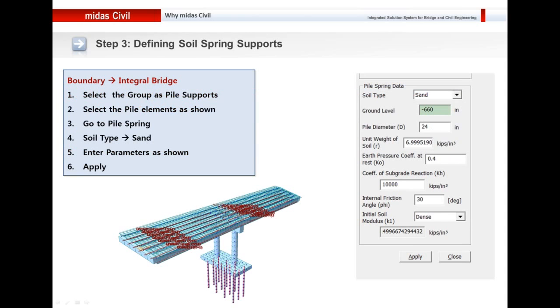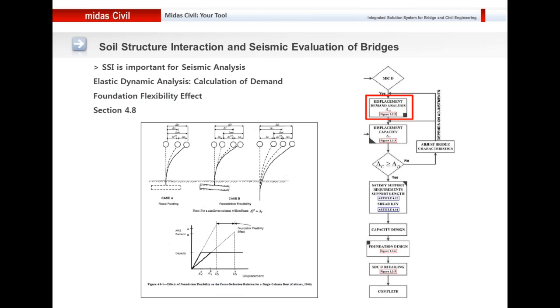So I have already supplied this tutorial to you. You can follow the steps in this tutorial, and you can apply the soil spring supports, and then you can perform the analysis to obtain the results for the same.